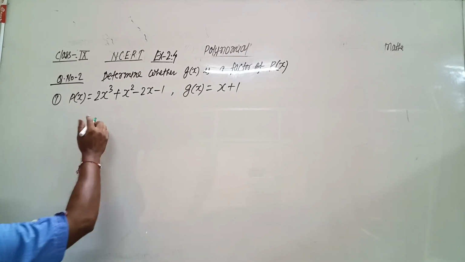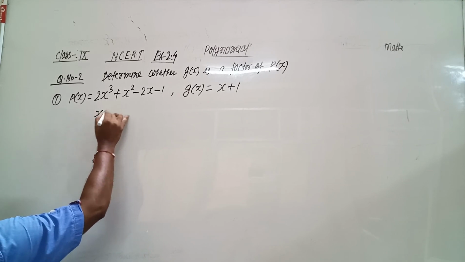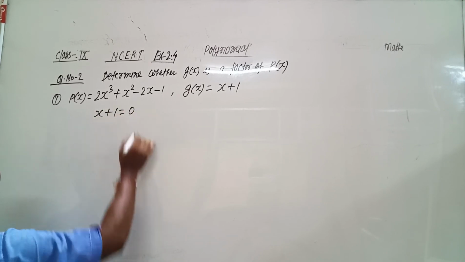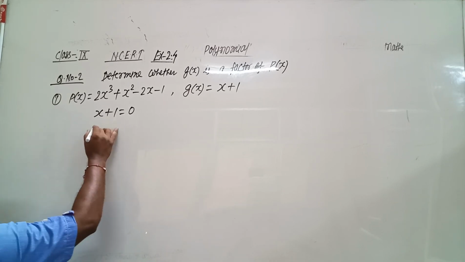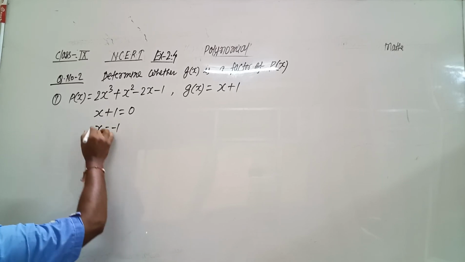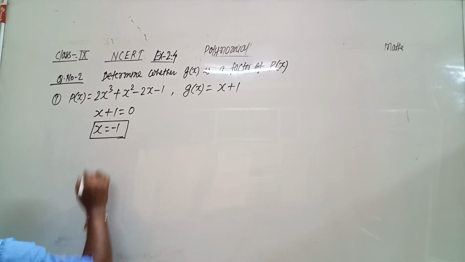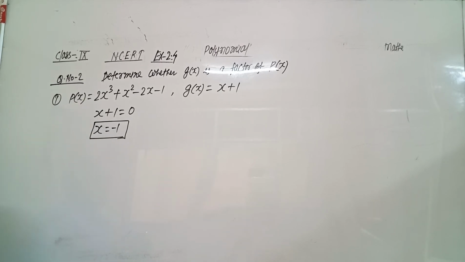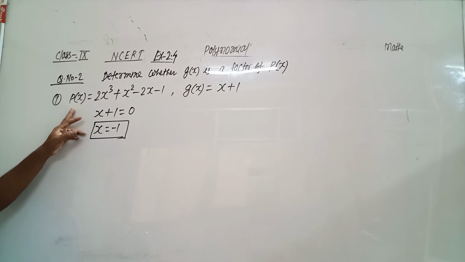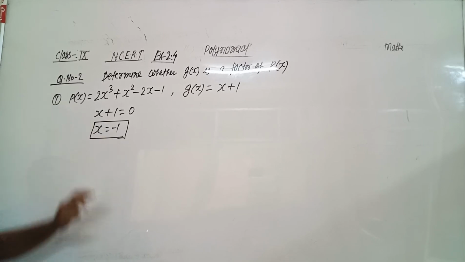So we make x plus 1 equals to 0. We make g(x) equals to 0, means x plus 1 equals to 0, and calculate the value of x. X equals to minus 1. Then put the value of x equals to minus 1 in the given polynomial p(x). And if the result comes to be 0, then we say that g(x) is a factor of p(x), otherwise not.